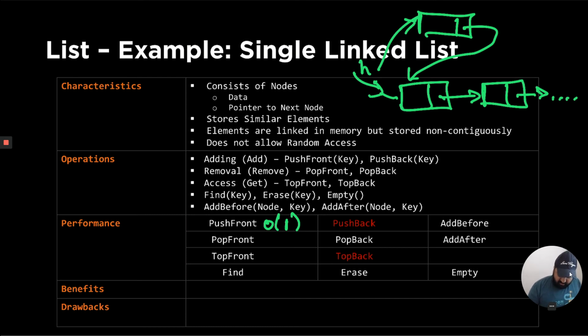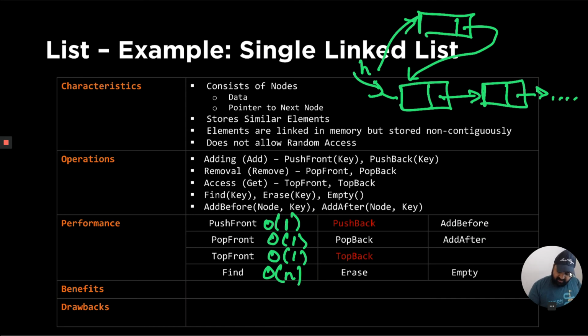Similarly, pop front would again be O(1) because we have access to the first element. Top front will also be O(1) because again we just want to get the value that is the first element in the list. Since we have access to the head, we can always do that in a constant amount of time. Next one is find. Let's say you want to find some value, assuming the list is not sorted, like it's randomly ordered. It's a simple linear search, so it would take O(n) time.